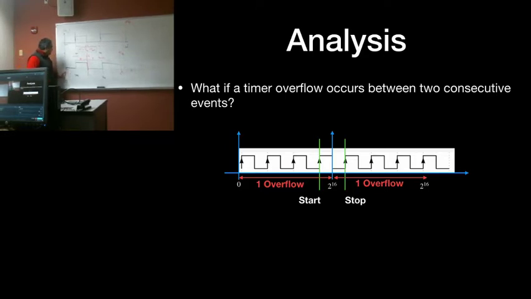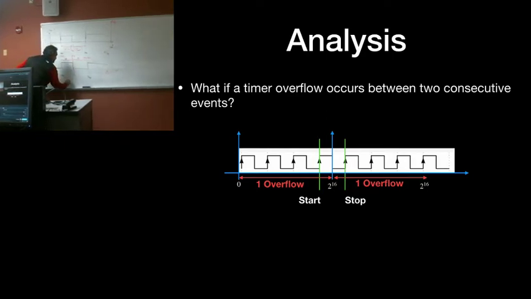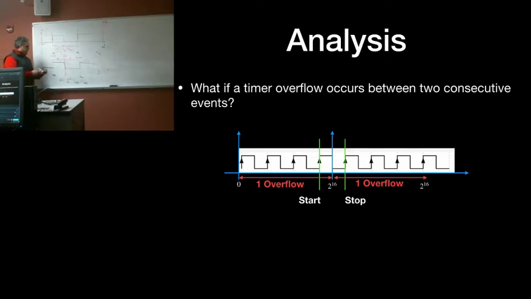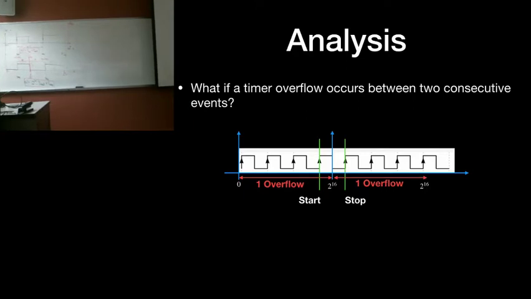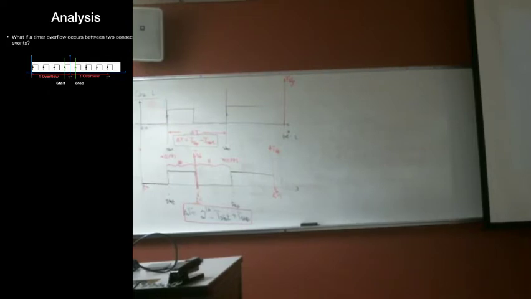I have to take 2 to the 16 minus my start time plus the stop time. You see that? So my delta t is going to be equal to 2 to the 16 minus the start time plus the stop time. See the difference? This is my new formula. Am I making sense?